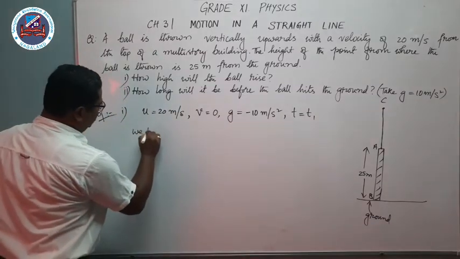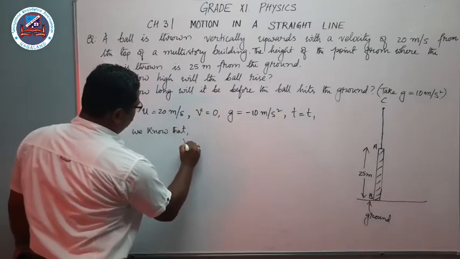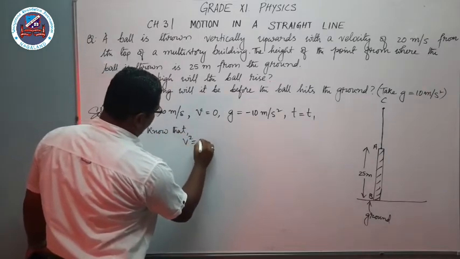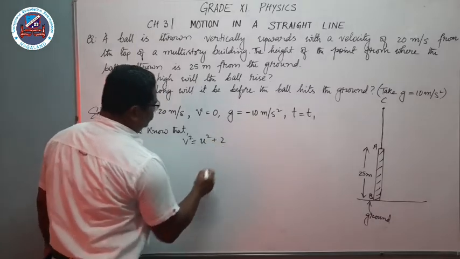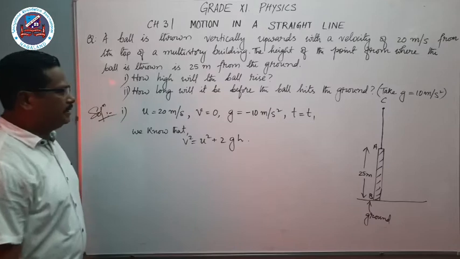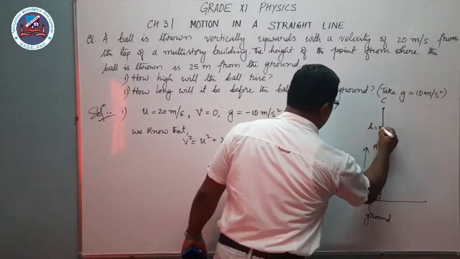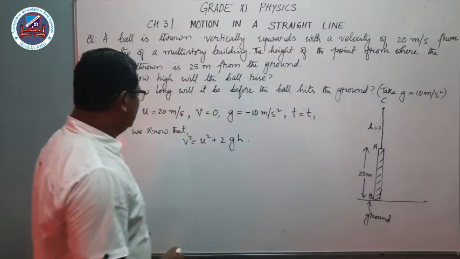We know that V square is equal to U square plus 2GH. Let us take the height as H. This one, let us take the height as H. We are going to find out this one.